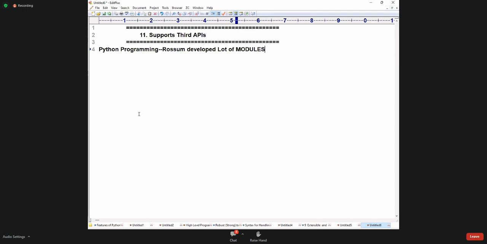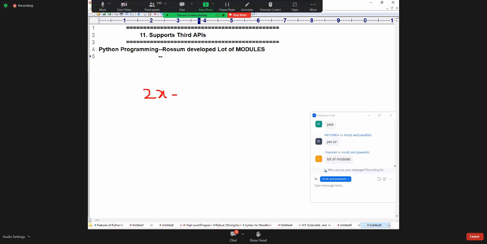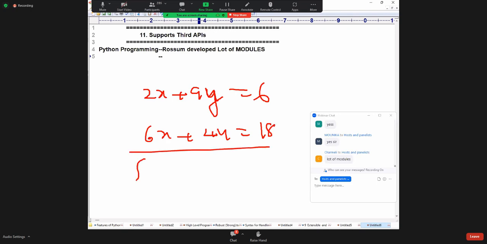Good. Now, I'm going to say certain things Rossum did not develop. Suppose I'm writing here 2x plus 9y is equal to 6, and 6x plus 4y is equal to 18, and find x and y. Have you seen this type of thing in your school days? What are these all called?